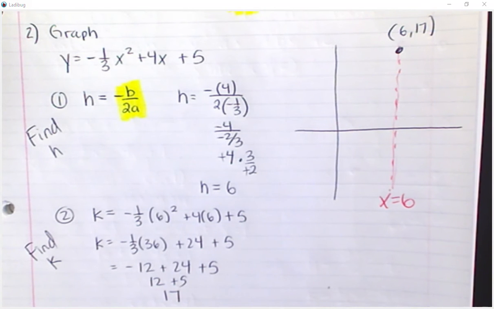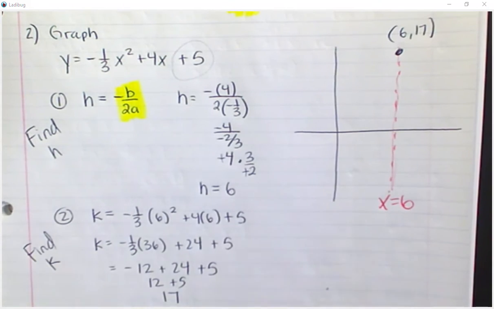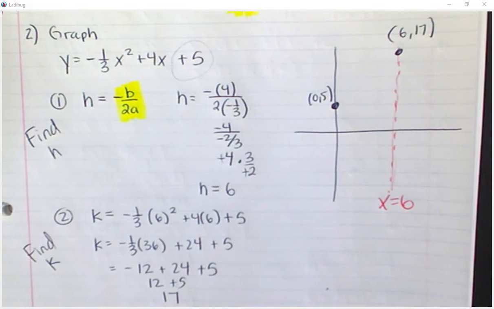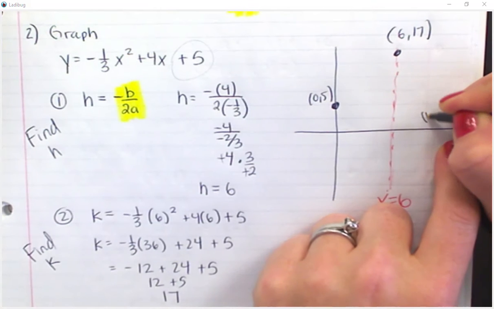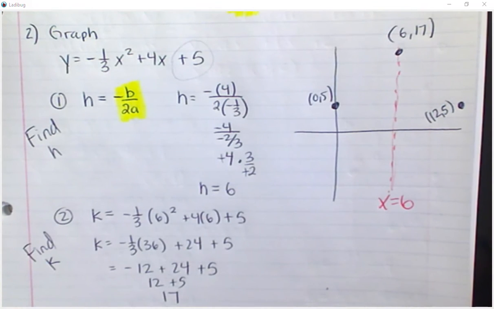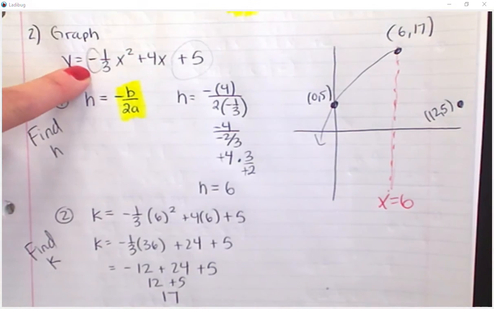Can someone give me any other point to put on this graph? 0, 5. Yeah, it's sitting right there. Use it. 0, 5. How about the third point? 12, 5. See the symmetry, guys? I would probably put a little dotted line down the center of my graph because you want to make sure you reflect over the actual center. And connect in a concave down shape.